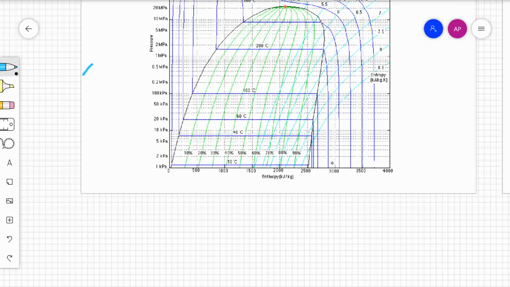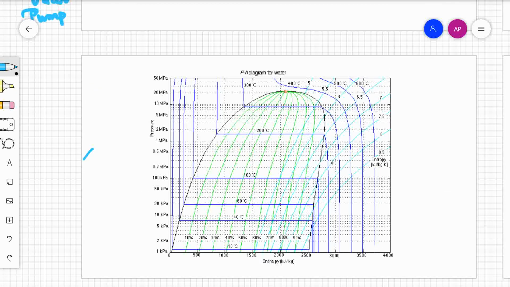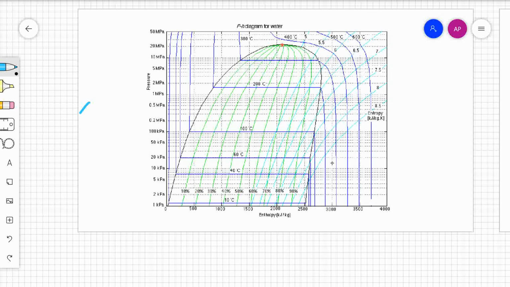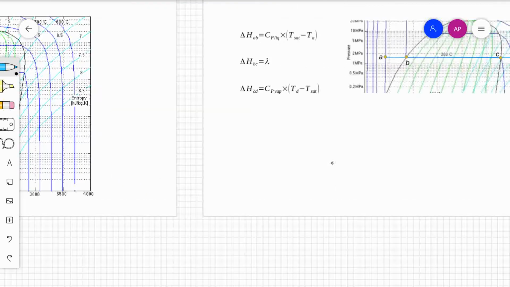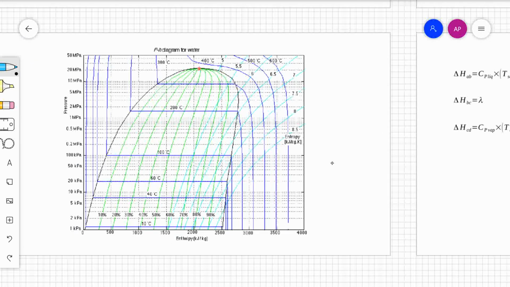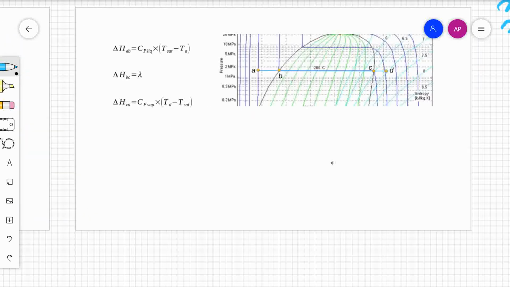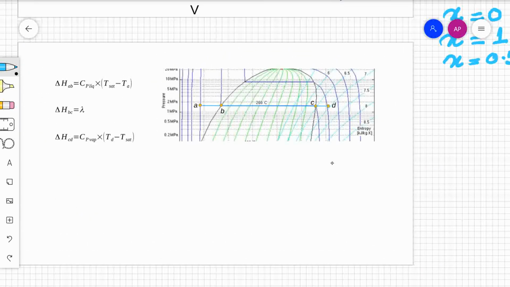To know the energy of steam and to do calculations on it, we usually use the pH diagram. That is the pressure versus enthalpy diagram. It's on your screen now. Let's study it. I have taken a portion of this pH diagram and plotted it here.